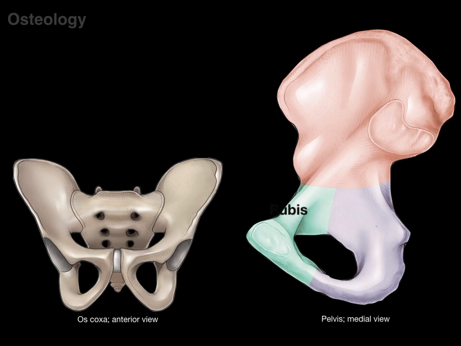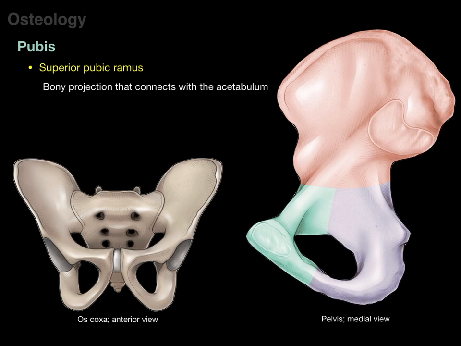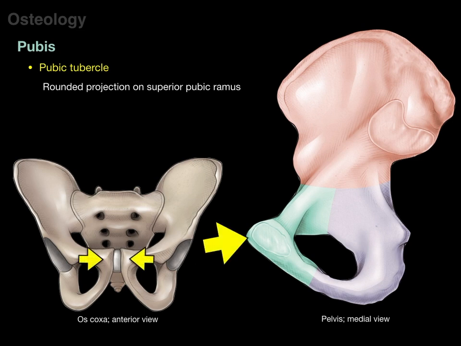So let's now talk about the pubis and its landmarks. First, the superior pubic ramus. It's a bony projection that connects with the acetabulum. So there's our superior pubic ramus, and there it is in this view. Next is our pubic tubercle. It's a rounded projection on the superior pubic ramus, there and there.